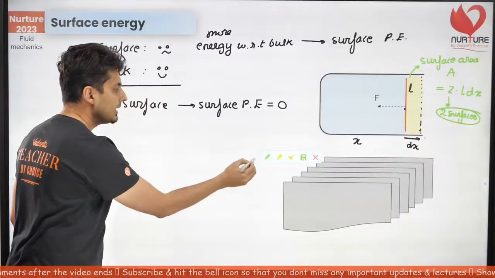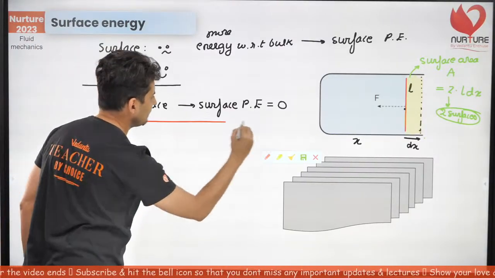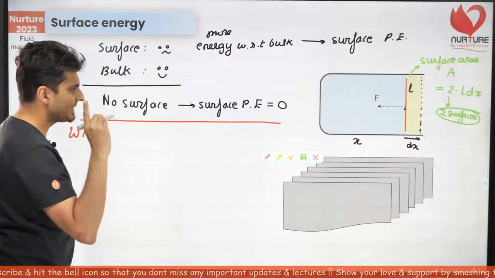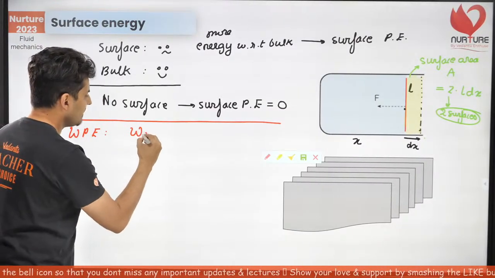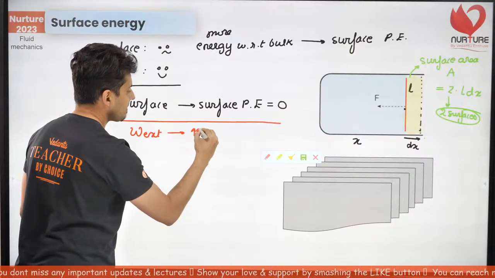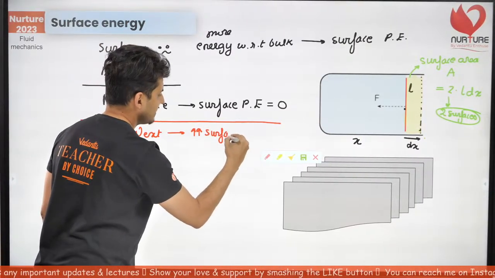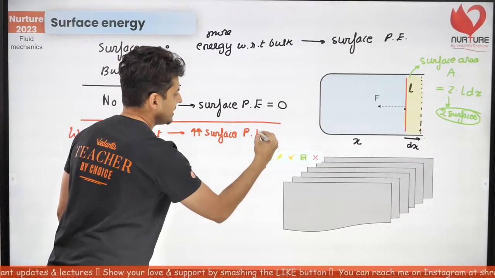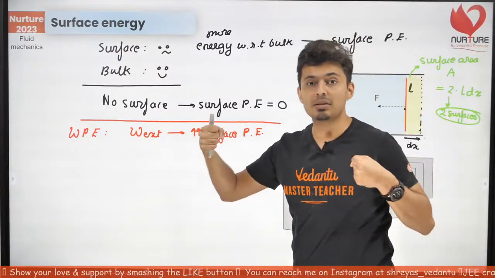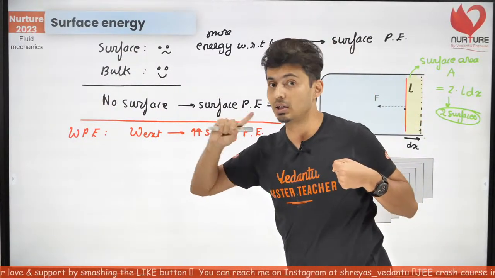Fair enough. Now, by simple logic, by work-power-energy principles, I can say that the work done by the external force has gone into increasing the surface potential energy. Because I have to do some work, I have to pull it to increase the surface against its will. It doesn't want to.